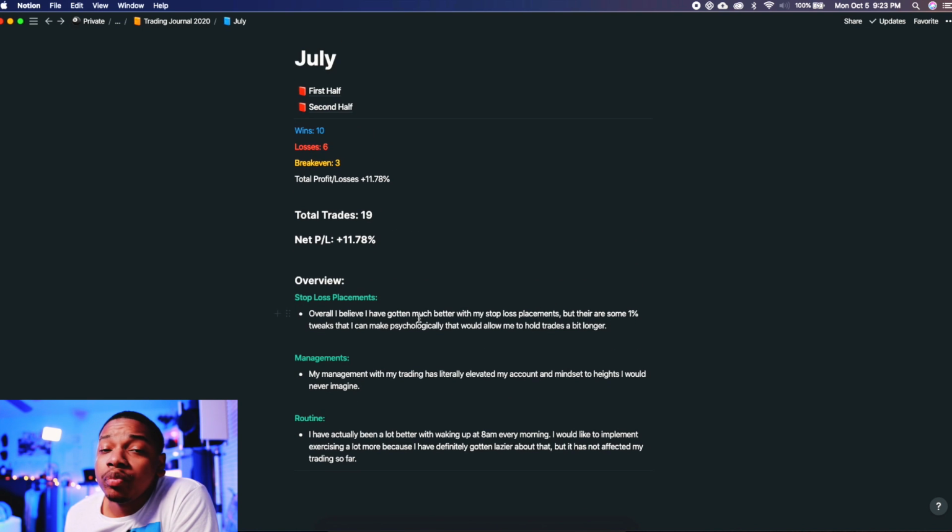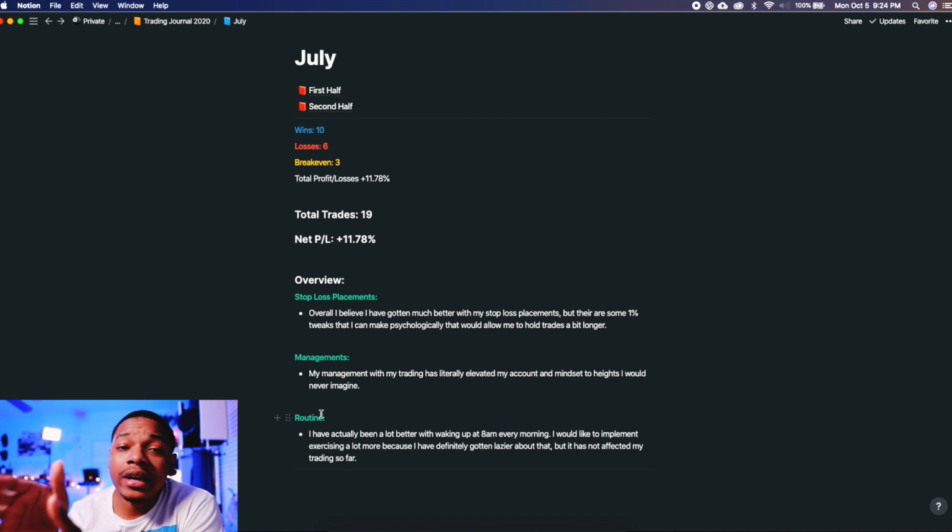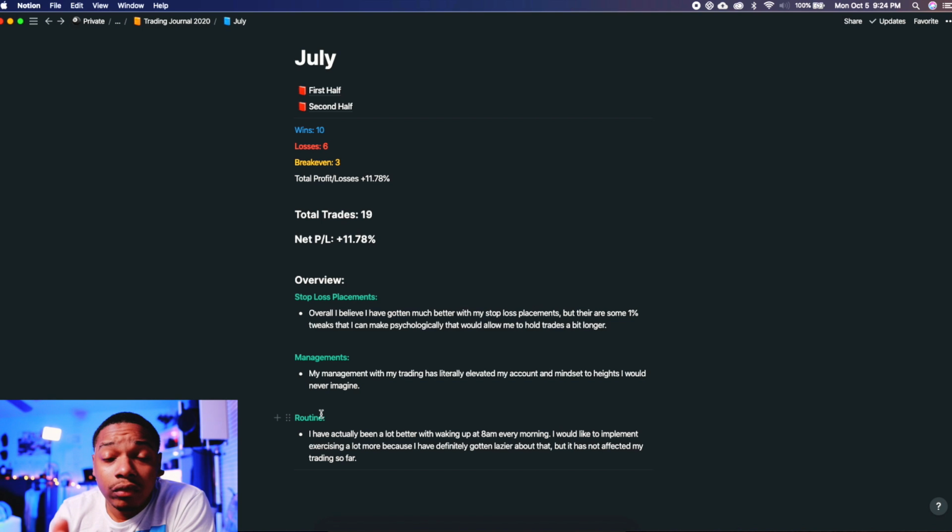But the most important part in every month is that I like to have an overview. How are my stop loss placements? How is my management? How is my routine? It's very, very important that you include your indirect responsibilities in your trading. Anything you do outside of trading indirectly affects your trading, right? So you want to make sure you add that in. I put the routine in here to make sure that is on point, of course.